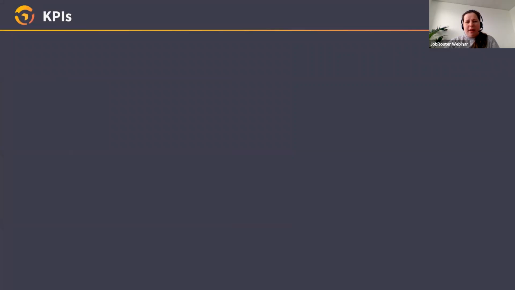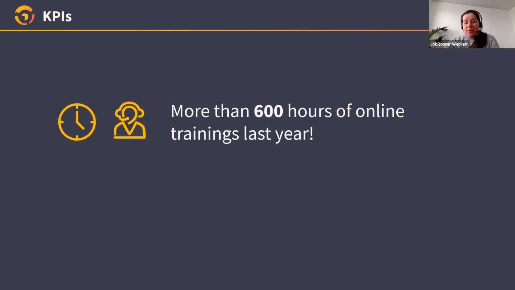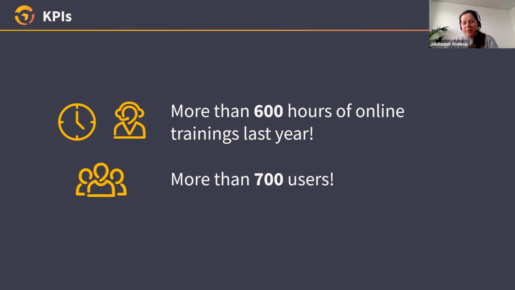I would like to mention a few KPIs before we go to the courses itself. We had more than 600 hours of online trainings last year. As I mentioned, we can still have offline trainings if required, but starting with Corona and other things going on, we started to have online trainings, and it was very successful for us and for our partners and customers because it gives you even more opportunities to learn how to use different features and systems. We have more than 700 users in Academy, and they represent 16 countries.